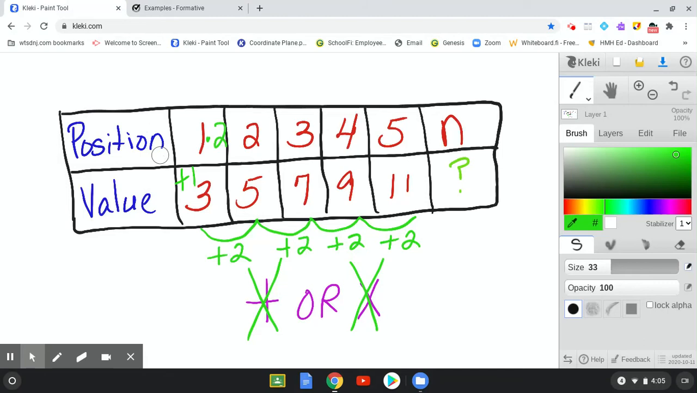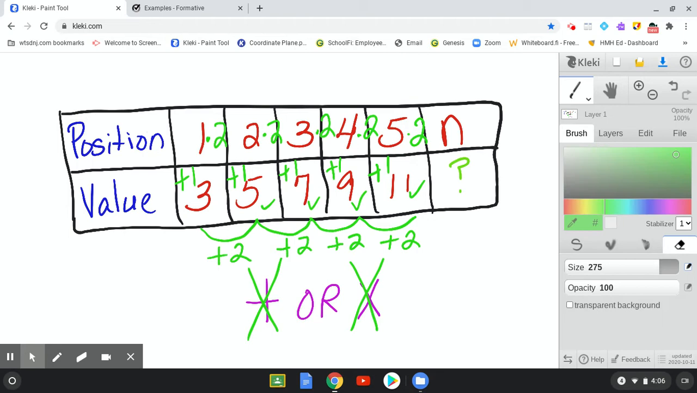So let's see, 2 times 2 is 4, plus 1 gives me 5. That works out. 3 times 2 gives me 6, plus 1 gives me 7. 4 times 2 is 8, plus 1 gives me 9. 5 times 2 gives me 10. 10 plus 1 gives me 11. So I actually figured out what my pattern was.